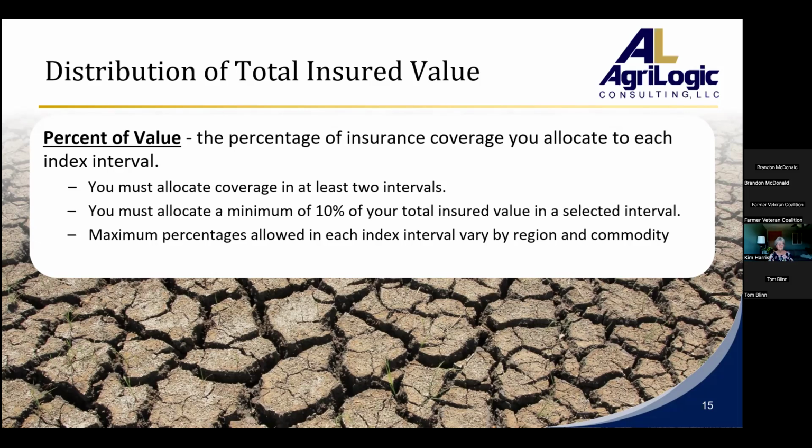And then in a lot of regions and commodities, there's a maximum percent that you can put in an index interval. So it just depends on the commodity and the region that you're in. And then when you add up all of those percent of values, of course, it's going to equal 100% because you're spreading out your coverage over several different time periods.